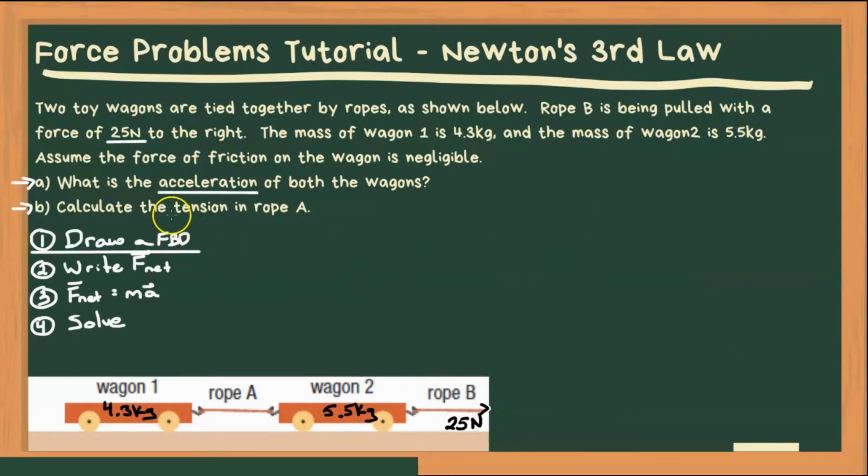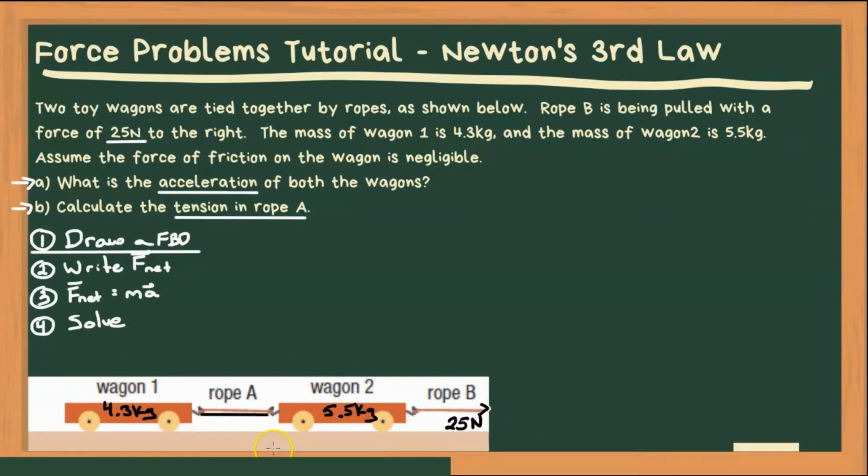Alright, next it says calculate the tension in rope A. That's this one here. Let's continue with the same steps. Draw a free body diagram. The question is, which free body diagram? Should I do wagon 1, wagon 2, or the entire system?